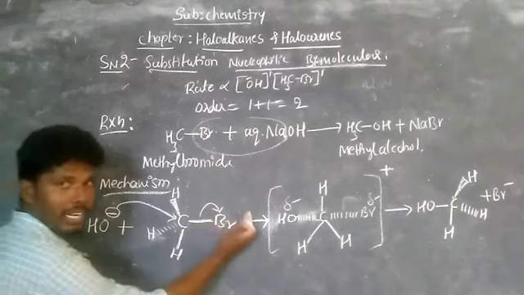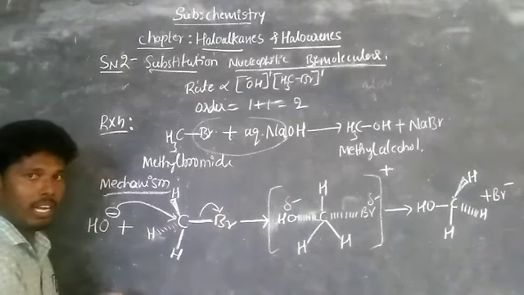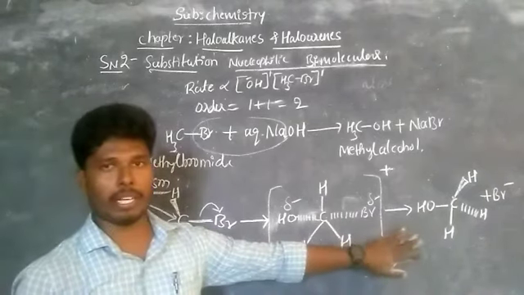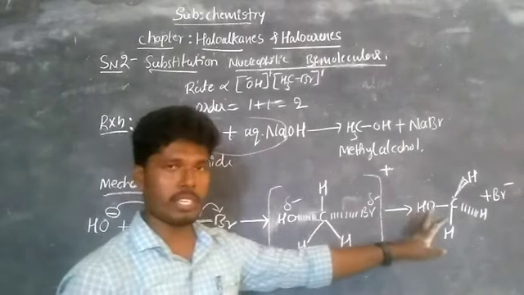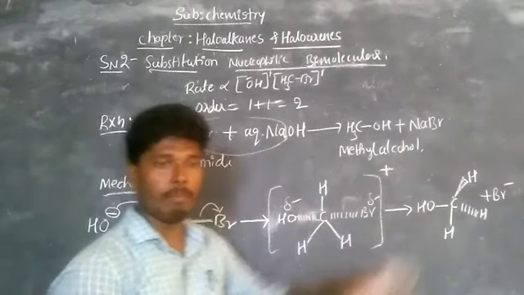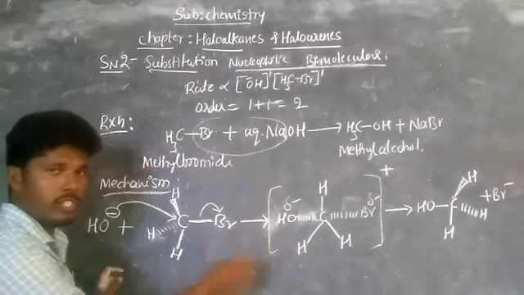So Br is on the right side and OH is on the left side. And observing the product case, OH is on the left side and Br is on the right side. Here the configuration is reversed.